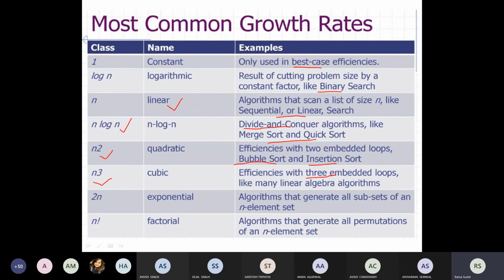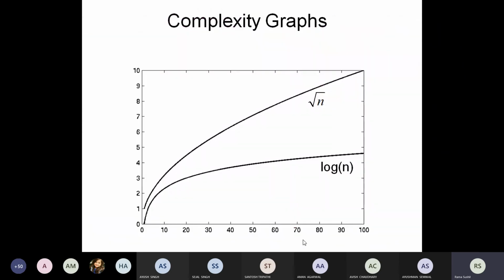And for some other problems, where the subset problem is there, you will see the complexity is 2 to the power n. And the factorial type of complexity is also there, when the algorithm generates all permutations, when the possibilities of comparison are in different combinations, then this type of complexity comes. Okay, so this is about complexity.